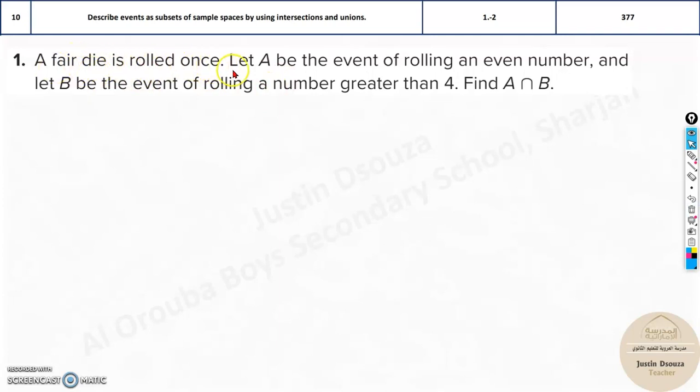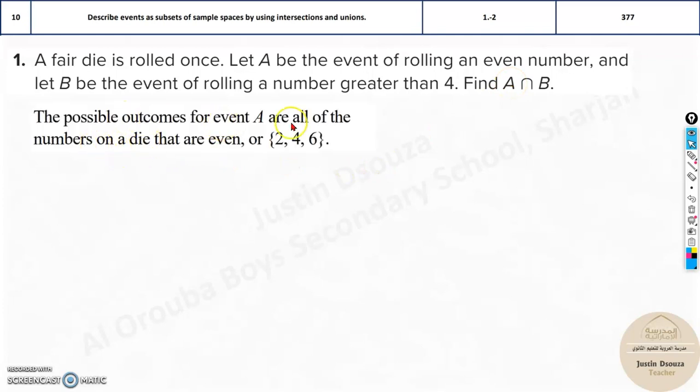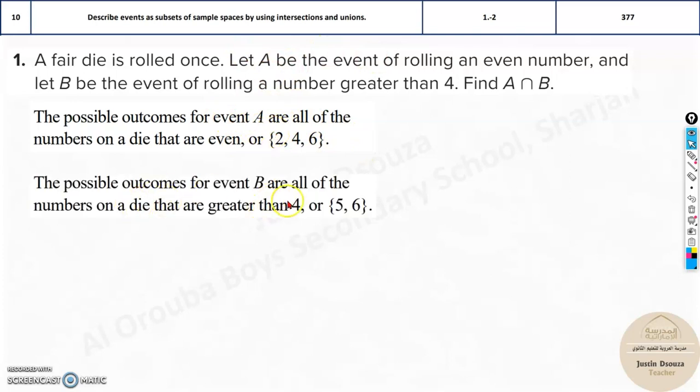So a fair die is rolled once. Let A be the event of rolling an even number. What are even numbers on a die? 2, 4, 6, because there are only 6 possibilities, 1 to 6. And B is the event of rolling a number greater than 4. Look, it's not greater than or equal to, it's just greater than. So it is 5 and 6. Find A intersection B. Over here, the first event is 2, 4, 6. Just write event A, and event B is 5 and 6 because they're greater than 4.